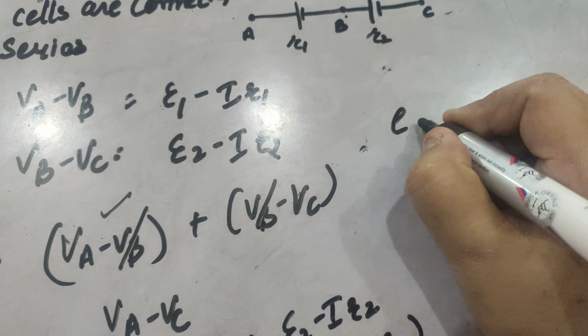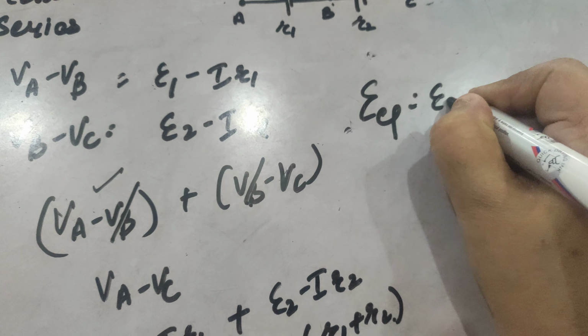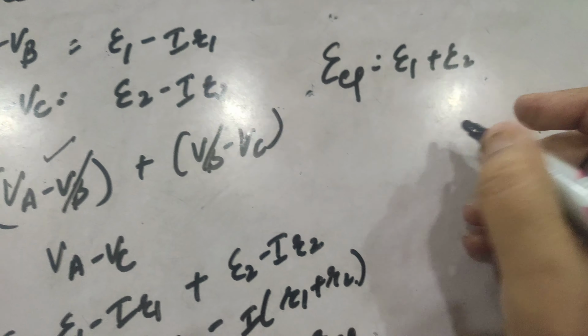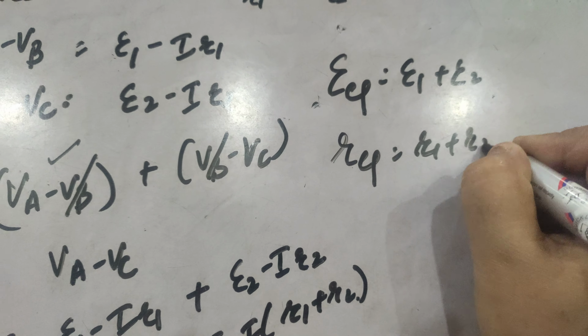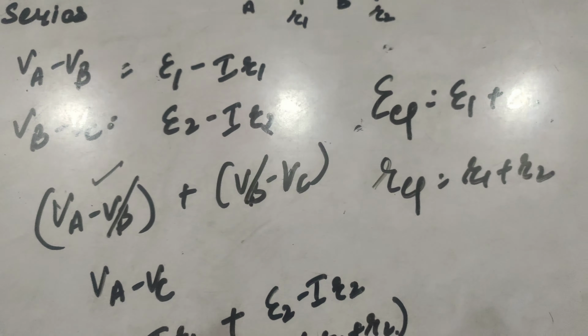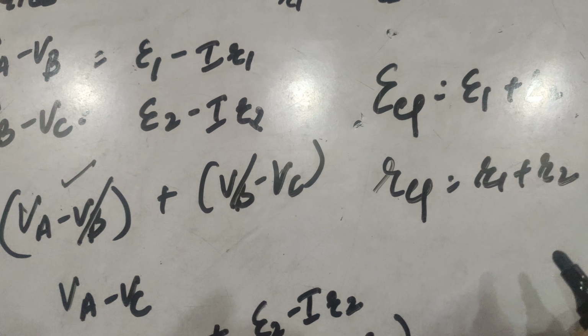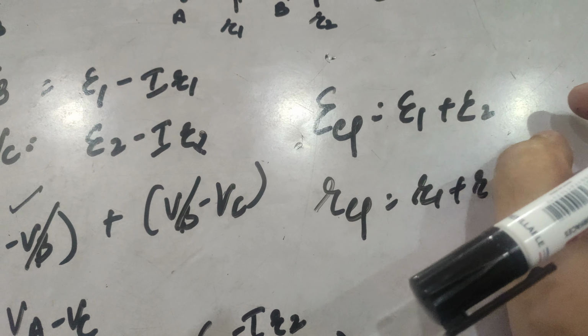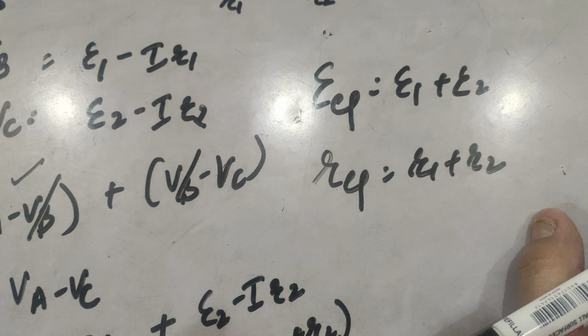That is E equivalent is equal to E1 plus E2. And similarly R equivalent is equal to R1 plus R2. Similarly, if we are having three cells or four cells, their individual EMFs will be added and their internal resistance will also be added.